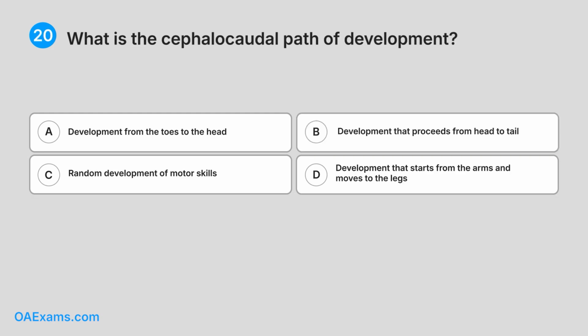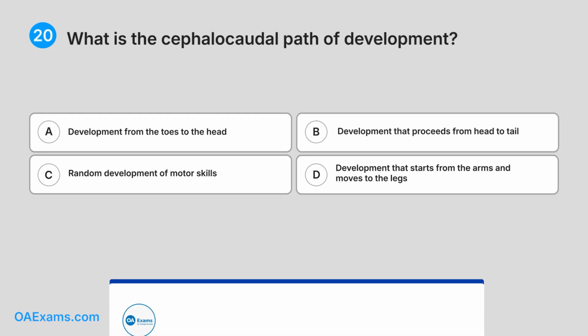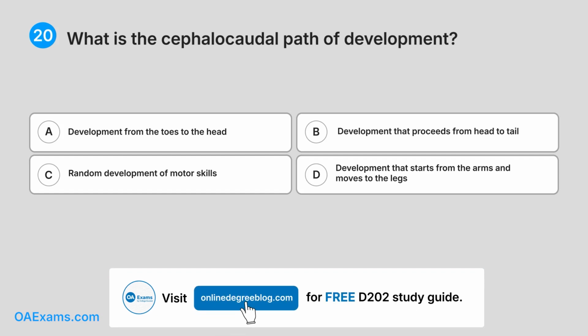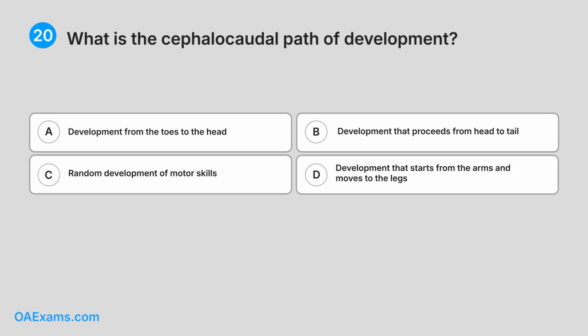20. What is the cephalocaudal path of development? A. Development from the toes to the head. B. Development that proceeds from head to tail. C. Random development of motor skills. D. Development that starts from the arms and moves to the legs. Can you guess the answer?